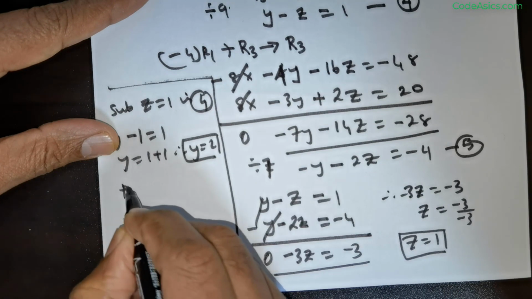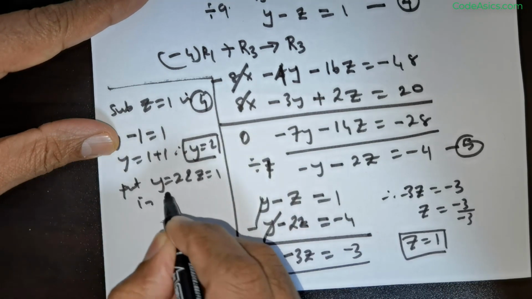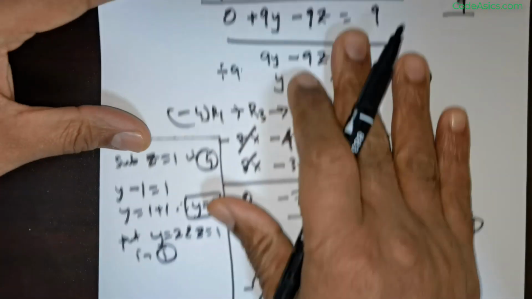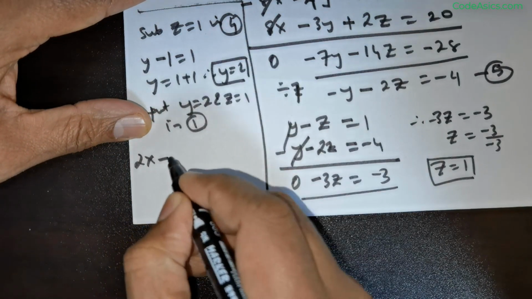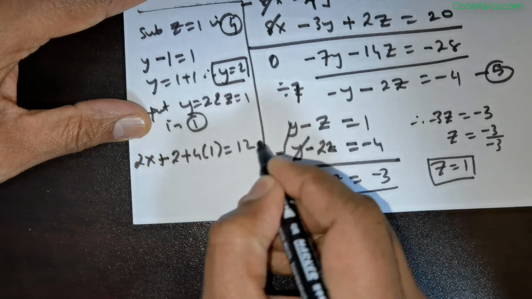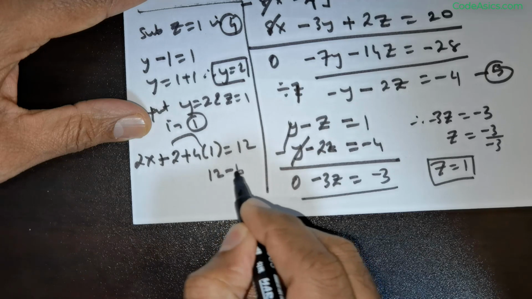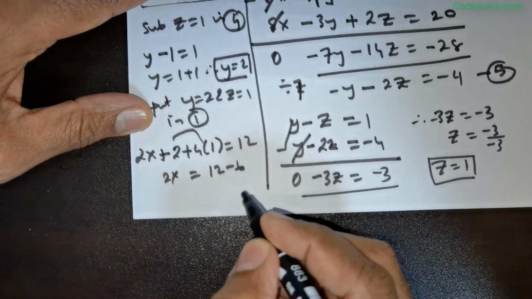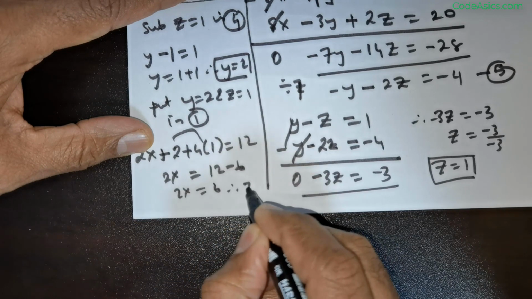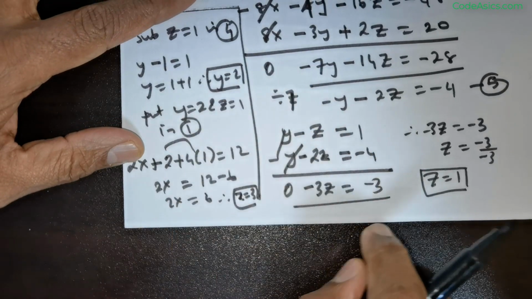Next I substitute, put y is equal to 2 and z is equal to 1 in 1. So what is my 1? 2x positive y positive 4z is equal to 12. So I'm going to utilize it here. 2 times x positive 2 positive 4 times 1 is equal to 12. 2 added with 4 would give me 6. So you move the 6 to the other side, you get negative 6. You have 2x is equal to 6. Therefore x is equal to 3. Right? X is equal to 3, y is equal to 2, and z is equal to 1.